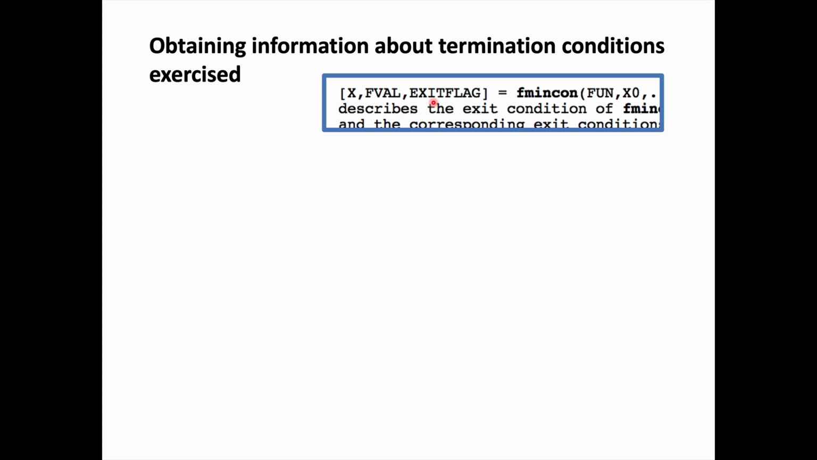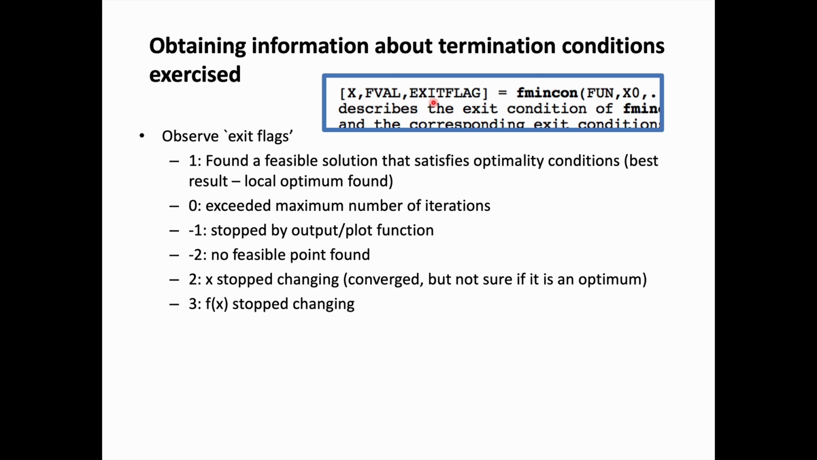What if we look at the exit flag and we find out, oh, well, it's probably not actually a local minimum based on the exit flag. So there are a bunch of different possibilities, and typically the exit flag is going to be an integer. If that integer is positive, that's one of the better outcomes. If it is negative, that's not a good outcome.